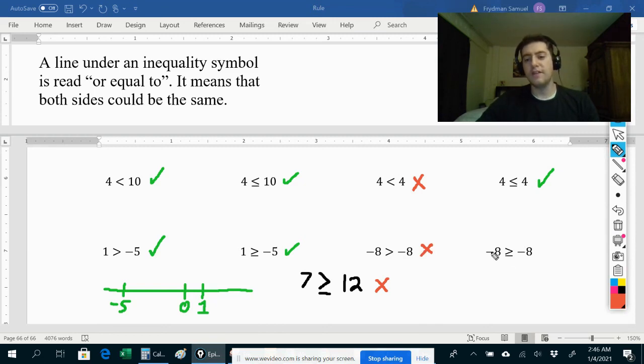This over here, -8 is greater than or equal to -8. That is a true statement because -8 is not greater than -8, but -8 is equal to -8. Any number is equal to itself, so we could say that this is a true statement.